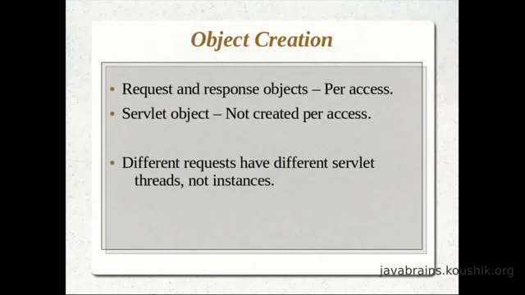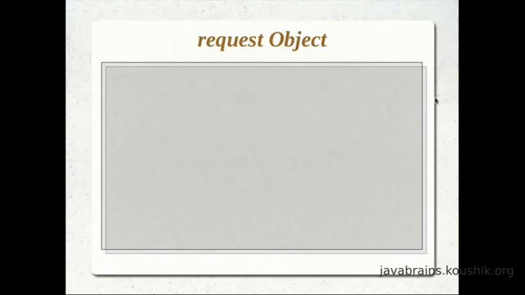So you have hundreds and thousands of users who are accessing the same servlet. That does not mean that there is an equal number of servlet objects. What Tomcat does is it creates different threads, and each of those threads addresses those different users. Okay, so the request object is created every time for every request. So why is it not reused?